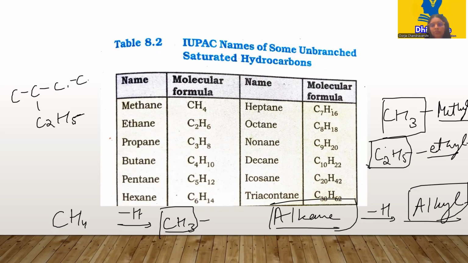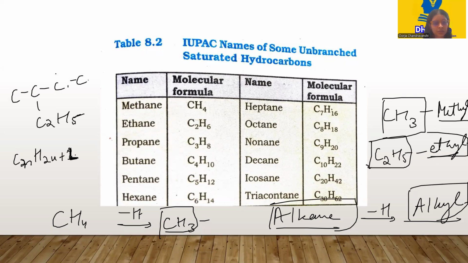So C2H5, remember, is ethyl. And the general formula of alkyl would be one hydrogen less. In the case of alkane, the formula is CnH2n+2. So here it would become CnH2n+1. One of the hydrogens will be removed. So hence we get this.